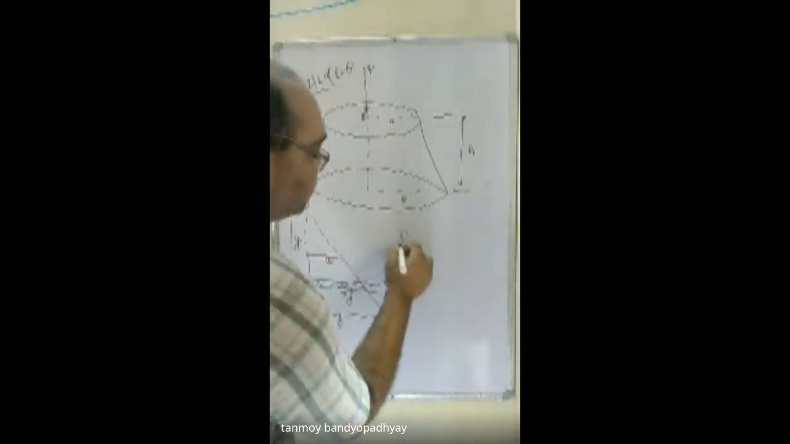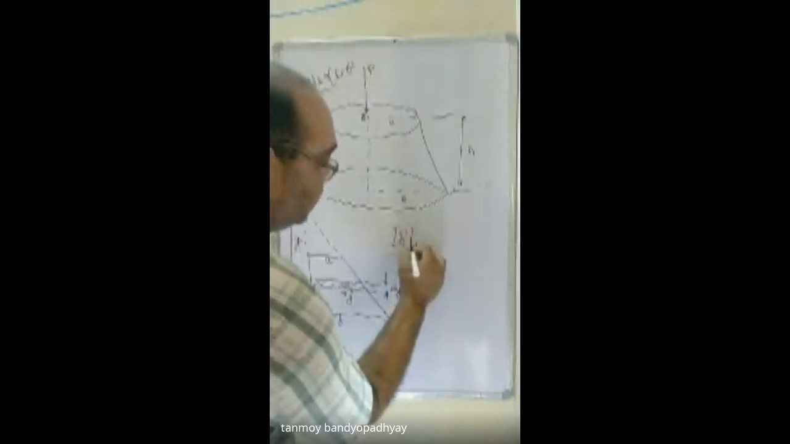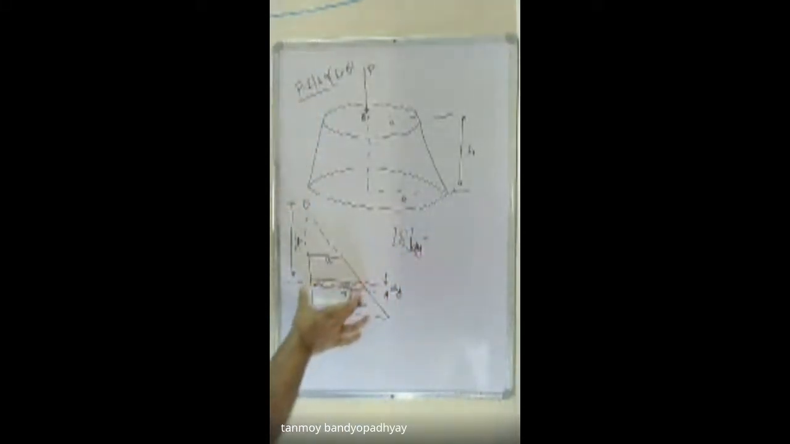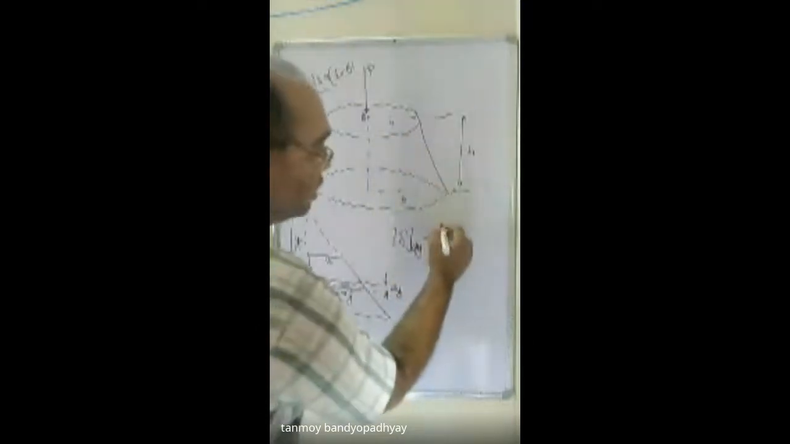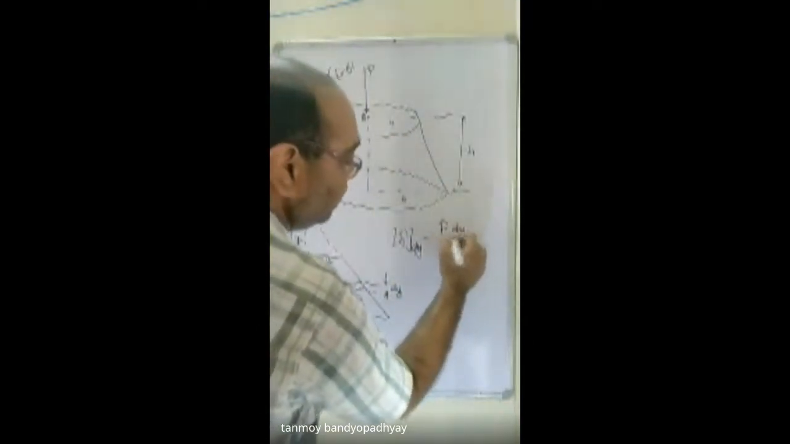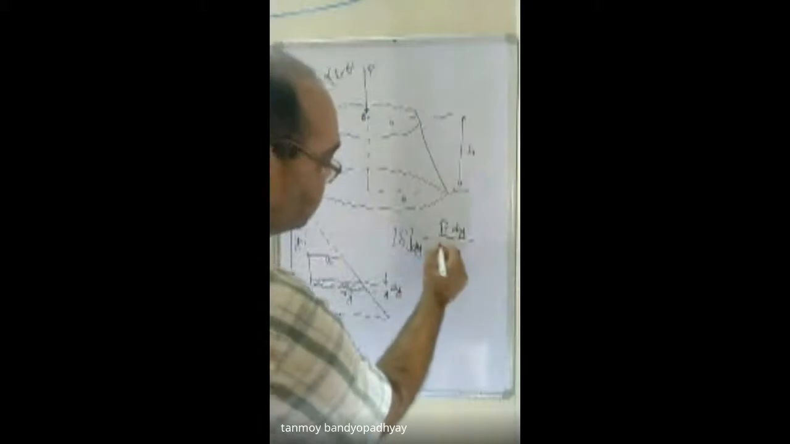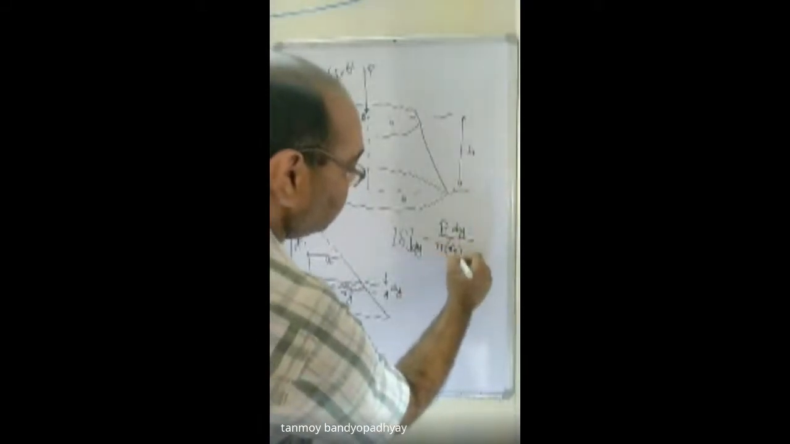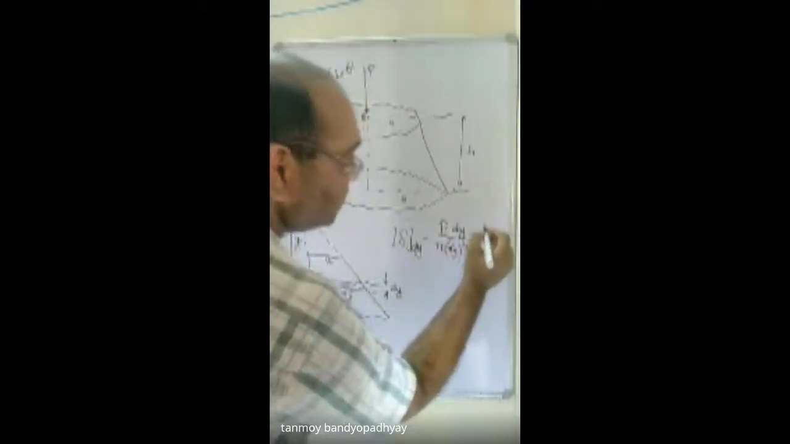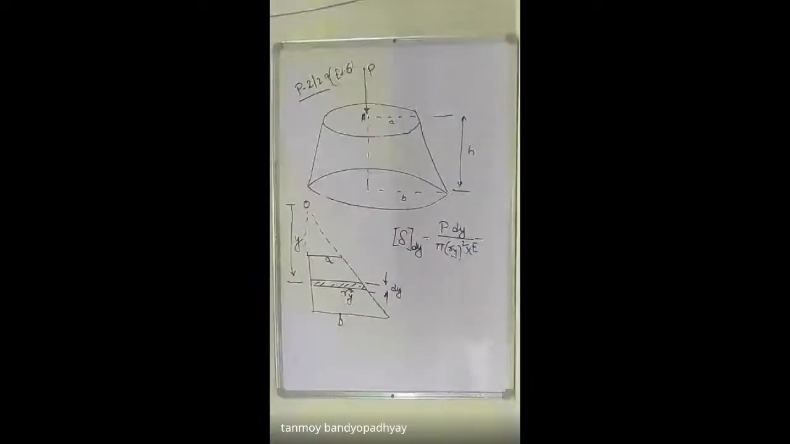The deflection in this portion, delta in the portion dy, only this portion. What is the deflection of this portion due to this applied load? That will be equal to P into dy divided by the area of this portion, that is pi into ry square into capital E. If you can write this expression, other things are just geometry and all.